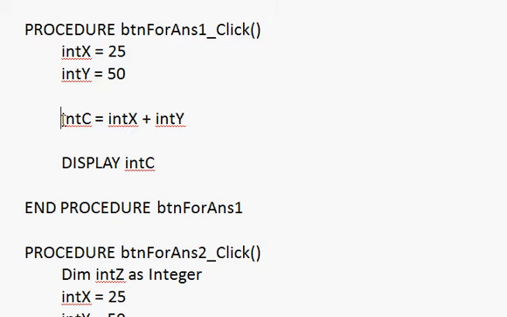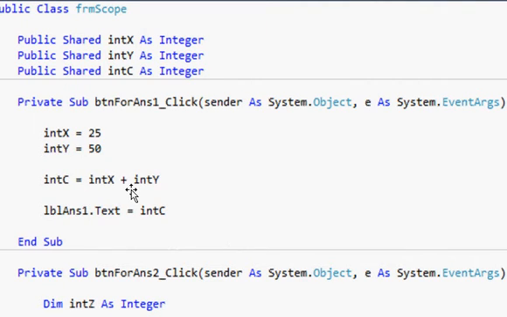And then I can simply say integer c equals integer x plus integer y. In here, I can simply say calculate integer c equals integer x plus integer y. And then I want to display my integer c. If I go back to my program, this is the actual coding for that procedure, for that pseudocode.